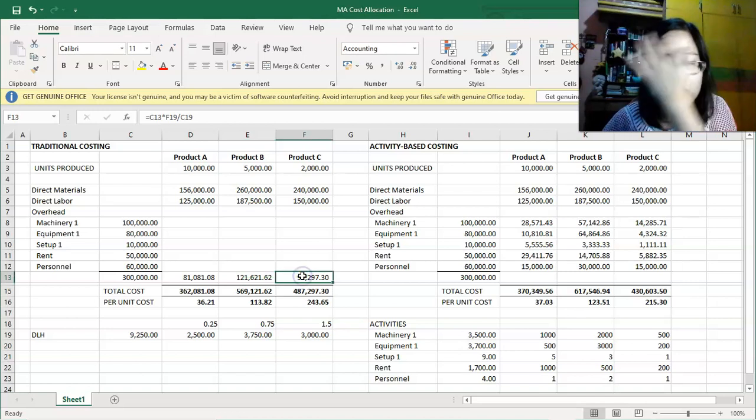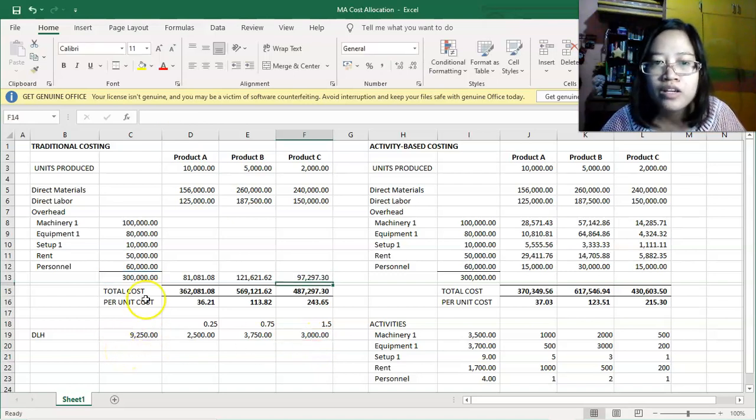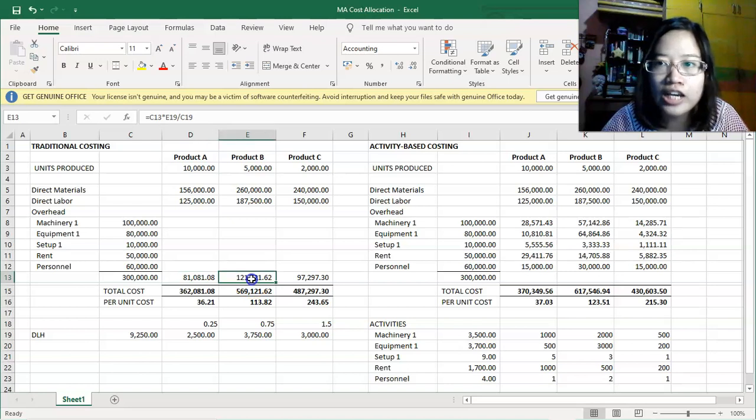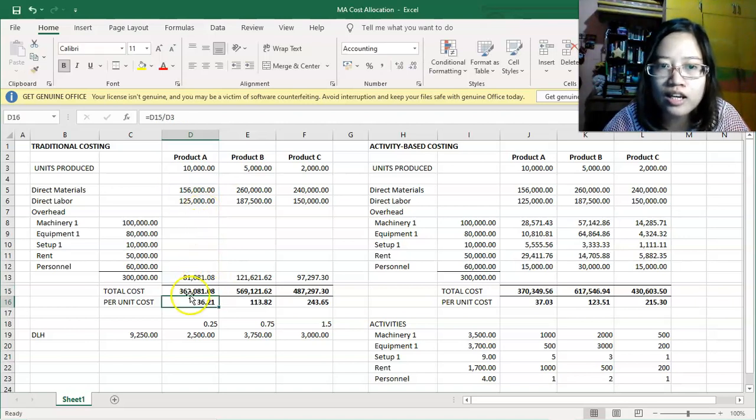For product C, same process. Computation, 300,000 times 3,000 divided by 9,250. Okay? So, ito yung allocated overhead cost for product A, product B, and product C. So, para makuha yung total cost nila, ito lang, direct materials, direct labor, and then yung allocated overhead cost for them. Okay, so si product A, total cost niya is 362,000, product B, 569,000, product C, 487,000.